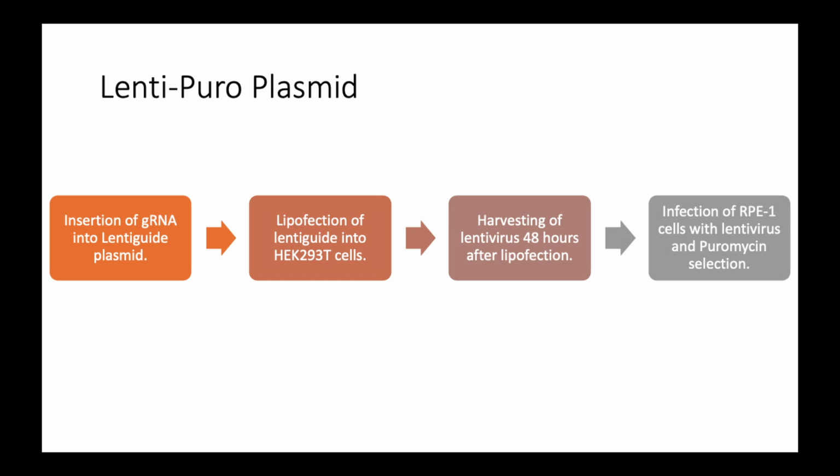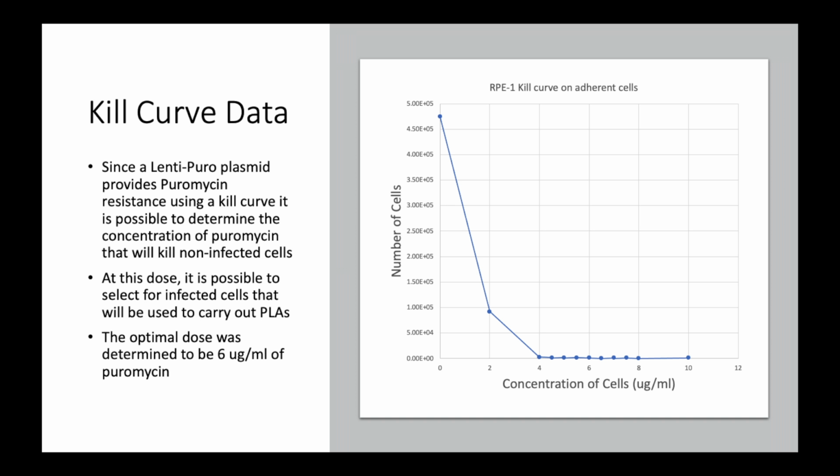After 48 hours, the lentivirus was harvested and used to infect RPE1 cells. RPE1 cells will be used for the proximity ligation assay. Since a lentipuroplasmid provides puromycin resistance to RPE1 cells, using a kill curve, it is possible to determine the concentration of puromycin that will kill non-infected cells.